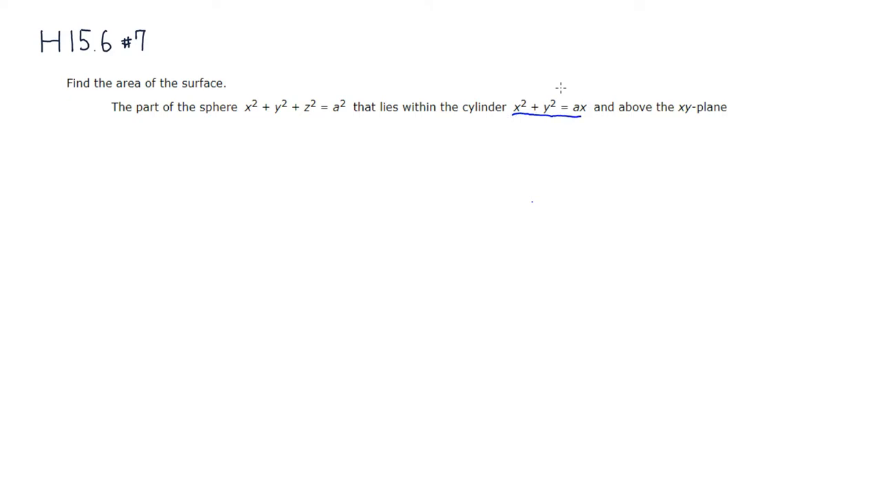And I'm going to start rewriting a little bit. So this is going to be x squared, and I'm going to subtract ax from both sides. So you have minus ax, and then plus y squared is equal to 0. I'm going to complete the square.